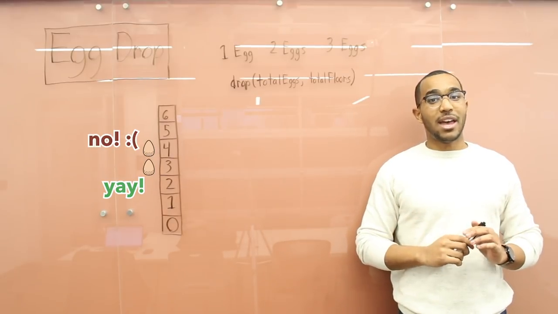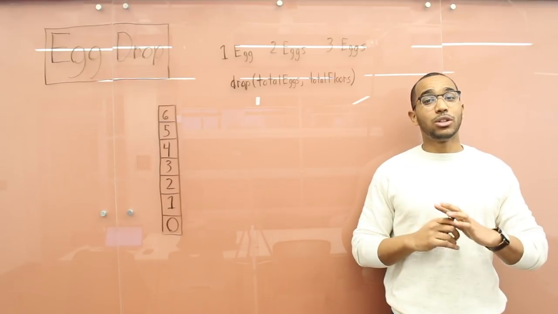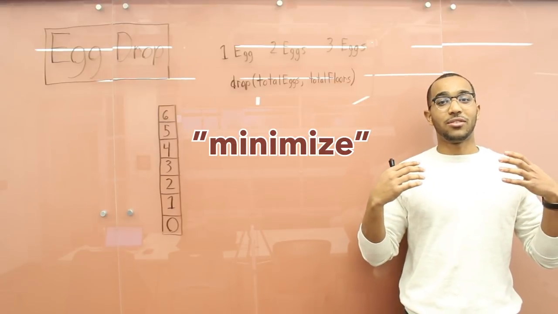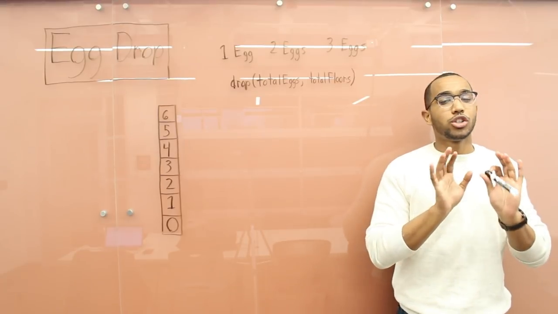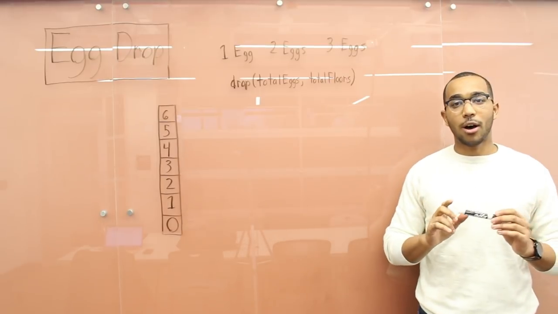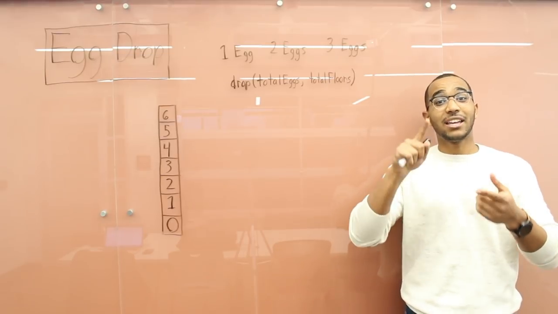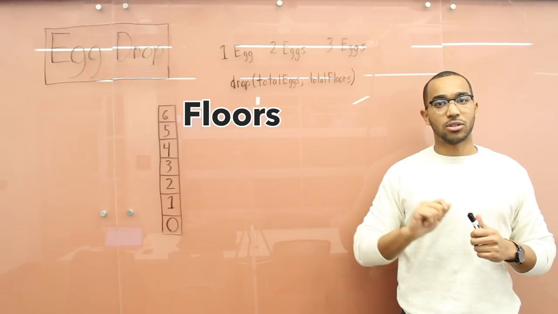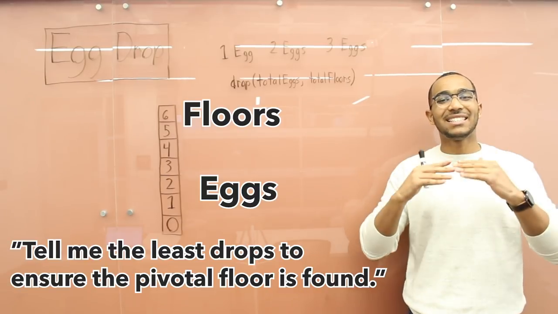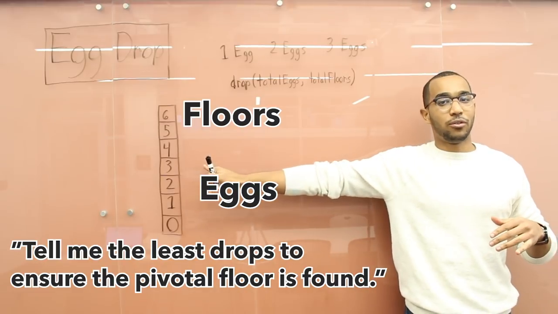That is the floor where if I go up even one higher, my egg is going to break if I drop it. And so the key is we have a limited amount of eggs and we want to minimize the amount of eggs we use. That is the whole point of this problem. So our job is not actually to find that floor. Our job is to tell the caller, if I give you a certain amount of floors and a certain amount of eggs, tell me the least amount of eggs that you will need to drop to find the pivotal floor.